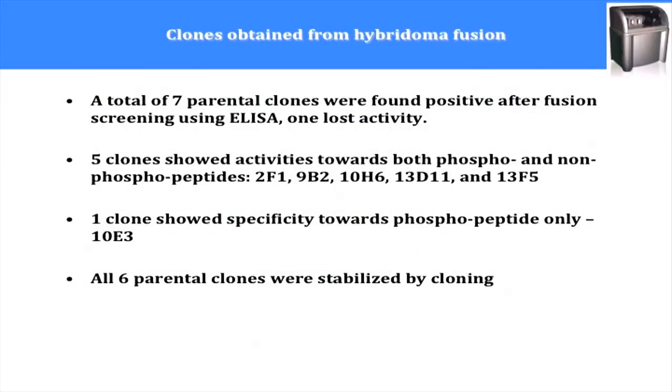Okay, so from this fusion, we got 7 parental clones that were positive using ELISA, and 1 lost activity. 5 of them were reactive to both phospho and non-phosphopeptides, so they're not specific. We only got 1 clone, 10E3, that's specific towards the phosphopeptide. I'll be talking about this clone later. It's kind of interesting. So all 6 clones were stabilized by cloning, which was done on the ClonePix.